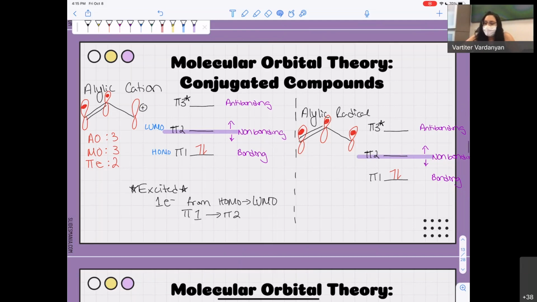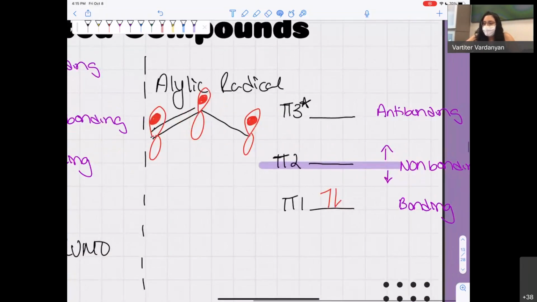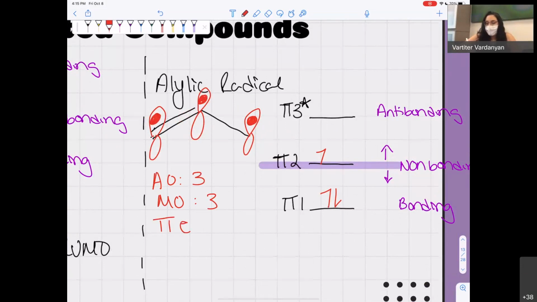So we're still going to have 3 energy levels. The top one will be antibonding, the bottom one will be bonding, the middle is non-bonding, right? And the only thing that's really changing is we're adding 1 electron. So bam. Atomic orbital is still 3, molecular orbital is still 3, but the number of pi electrons has increased by 1, so now it's a total of 3.